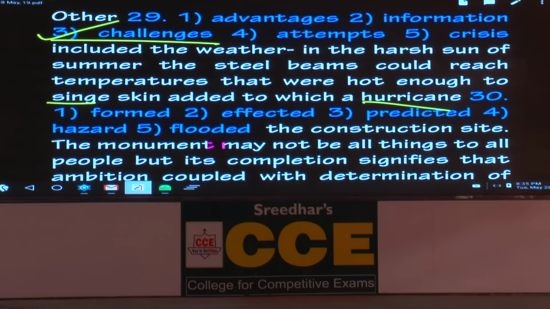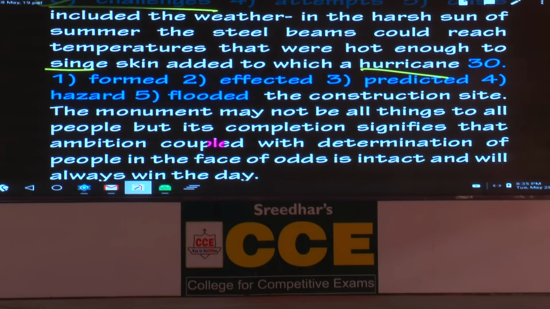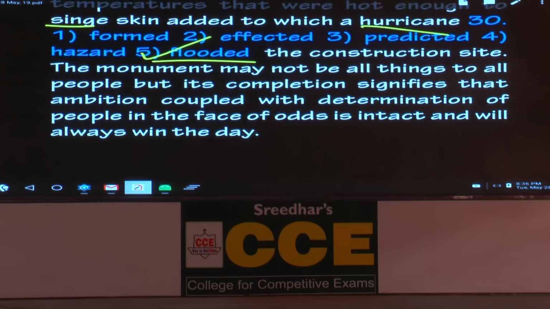So hurricane, what is the word to be? Added to which, one more factor, a hurricane formed the construction site, not correct. Affected the construction site, perhaps, hold that one. Predicted, not at all relevant. Hazard, no. Flooded. A hurricane brings with it a lot of water and also strong winds. So what is the answer here? Flooded the construction site. That is a challenge again. If the construction site gets flooded, it's a challenge. The monument may not be all, oh, is that the last one?